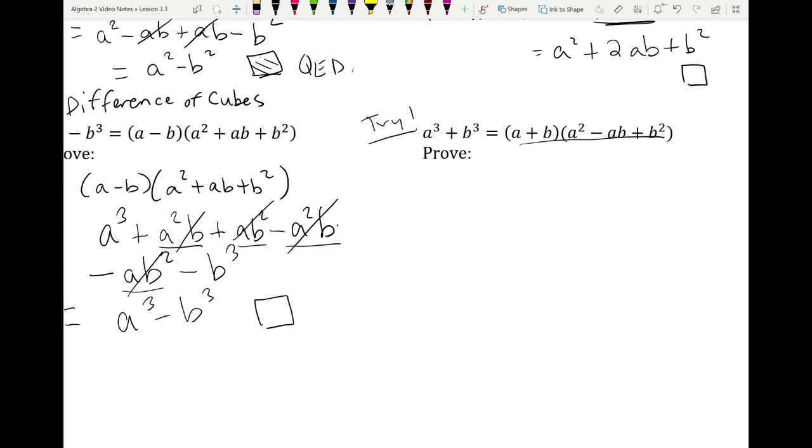All right, so let's go ahead and multiply the right hand side. So we have a times a squared is a to the third. We have a times negative ab is negative a squared b, because you have a total of 2 a's, but still 1 b. A times b squared is just ab squared, positive. Now b times a squared is a squared b. I like to write the a first, so I'm going to do a squared b, and it's positive.